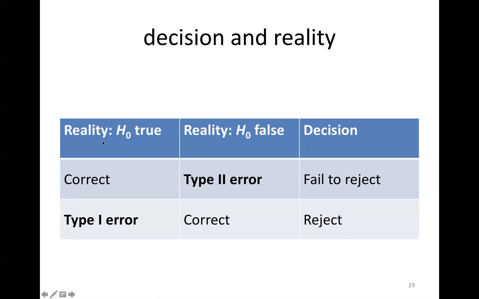And it can also be that the null hypothesis is true, so the vaccine has no effect, but we rejected the null hypothesis. We said the vaccine may have an effect, and that's called a type 1 error. So rejecting a true null hypothesis is called a type 1 error. Failing to reject a false null hypothesis is called a type 2 error.